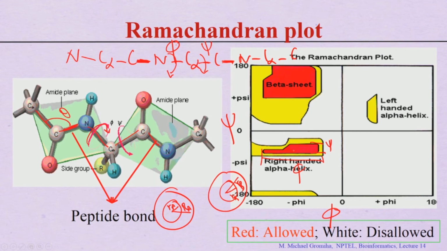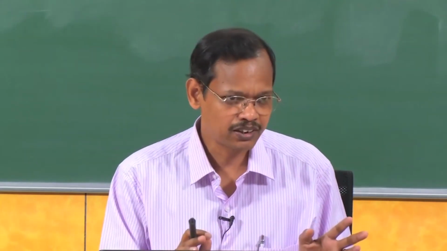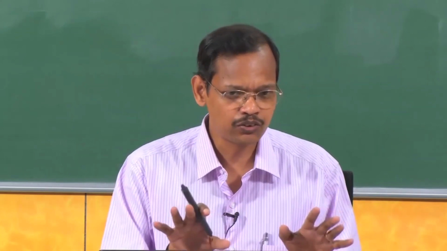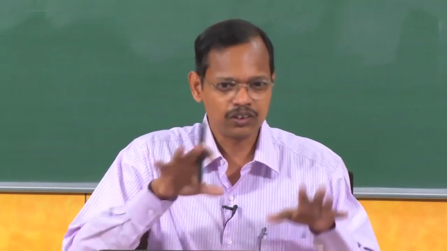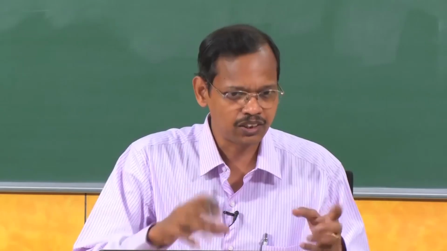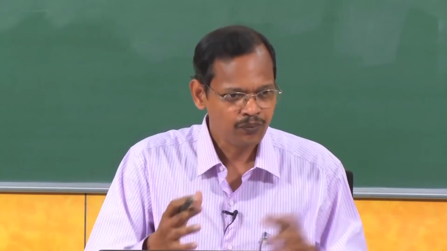Here you can see the yellow one is called the partially allowed region, and the white region is the completely disallowed region. Compared to the alpha helices, you can see the beta sheets region is wide. Why is it wide? Because it is more flexible. It is loosely packed, not tightly packed, so it can have more options for interaction. So, you can see more rotations are allowed in the case of beta sheet.